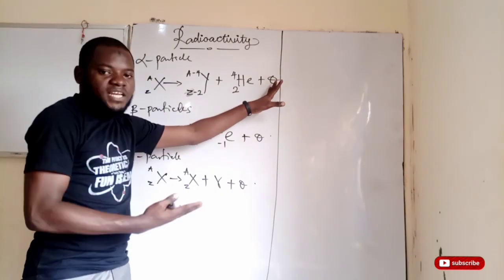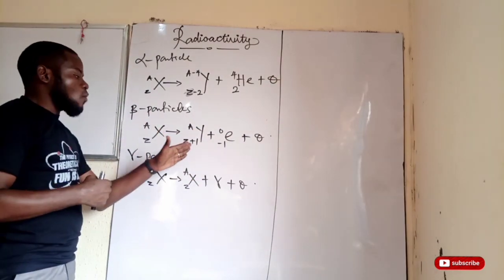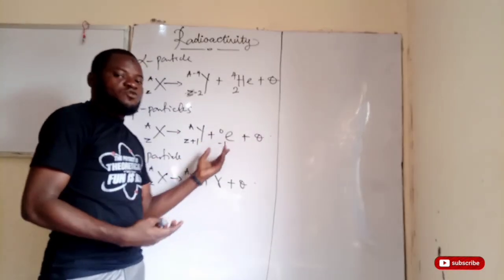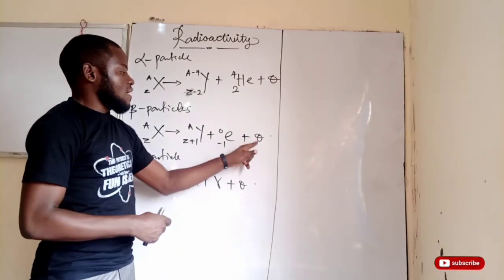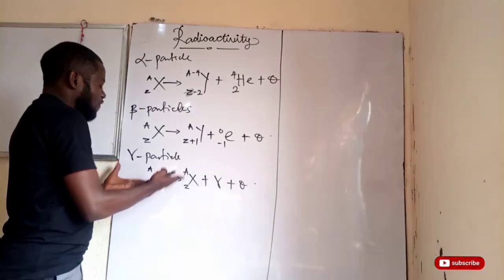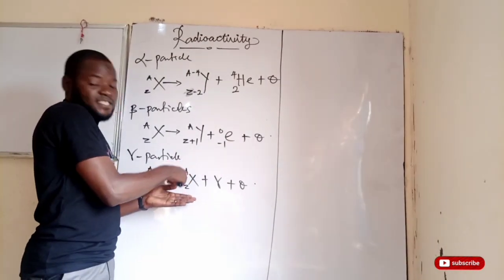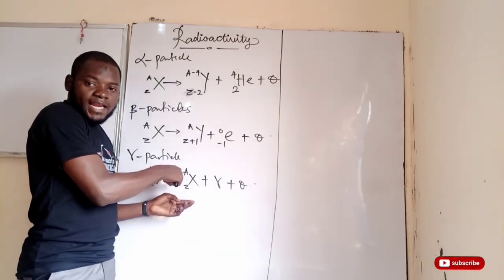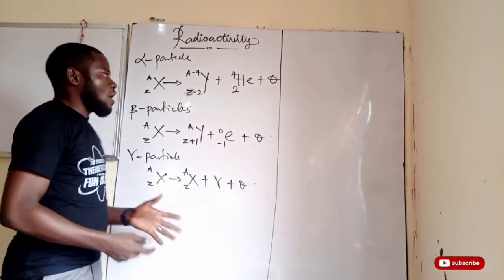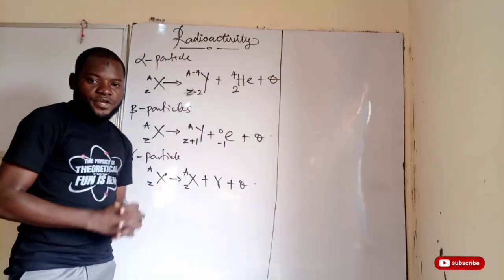The energy released. Then if it is a beta particle, the atomic number will increase by 1, but the mass number will remain what? The same. Then we add what? An electron in order for the equation to balance. Then we add what? The energy released. Then for gamma, it will not change anything physically on that particular element. Then we add the gamma, then the energy released. That is how we can know or balance a nuclear equation.